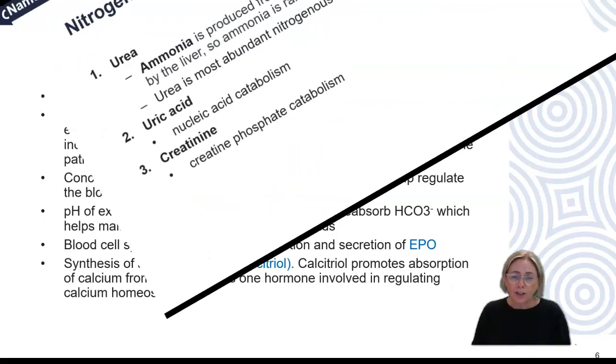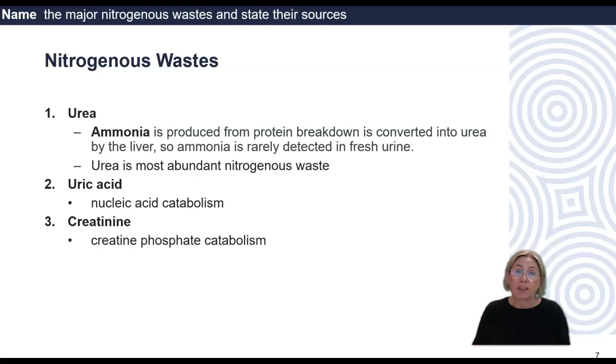Urine does contain nitrogenous wastes, and these are wastes that contain nitrogen, right? I will talk about the composition of urine in a bit more detail later on, but for now, the 3 main nitrogenous wastes are urea, uric acid, and creatinine.